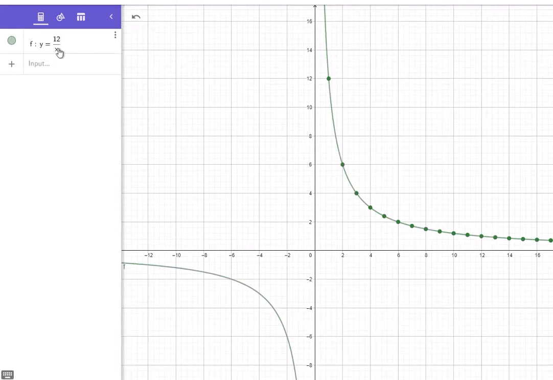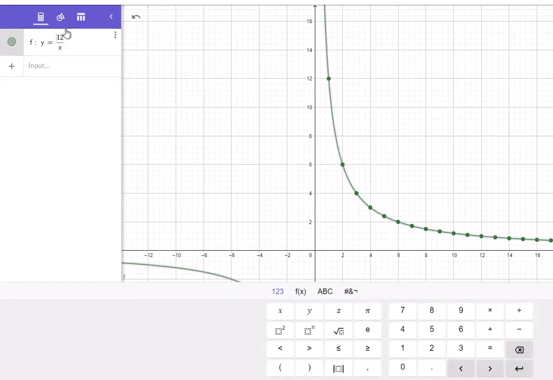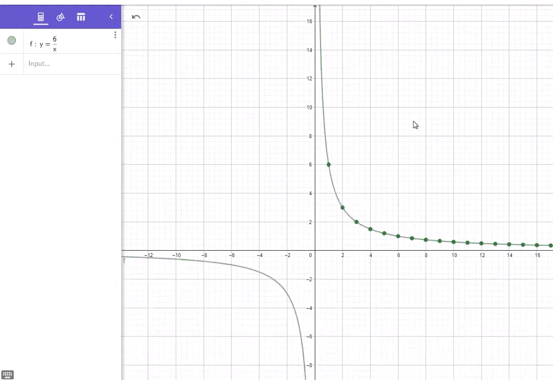But now when x equals 1, 12 divided by 1 is 12. When x equals 2, 12 divided by 2 equals 6. Let's change it one more time. y equals 6 divided by x. When x equals 6, y equals 1. 6 divided by 6 equals 1, x equals 6 here, y equals 1 there.